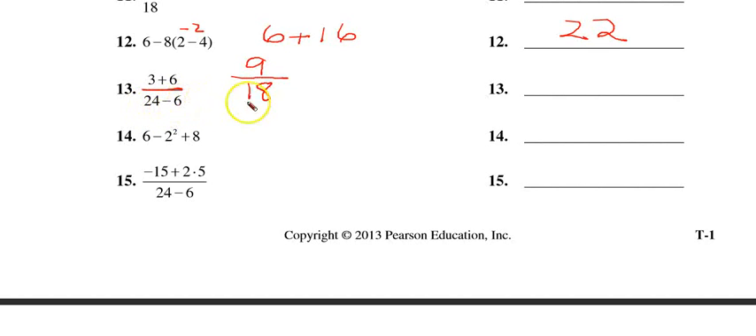24 minus 6 is 18. And this simplifies to 1/2. The 9 goes into there nicely.